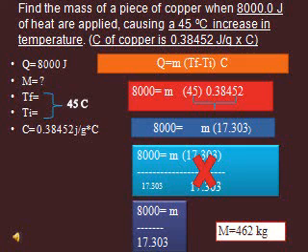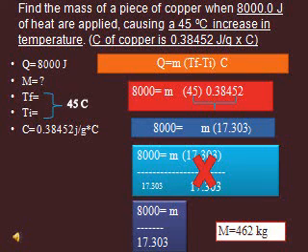The question reads, find the mass of a piece of copper when 8,000 joules of heat are applied, causing a 45 degrees Celsius increase in temperature. Specific heat, or C, of copper is 0.38452 joules per gram times Celsius.